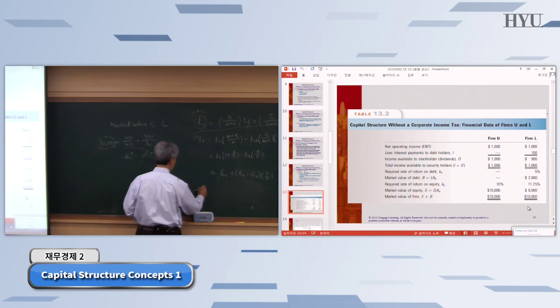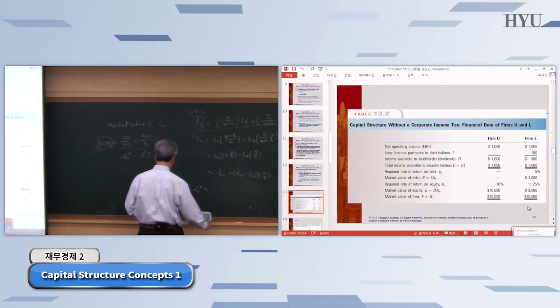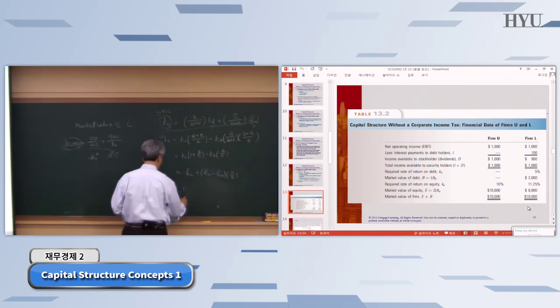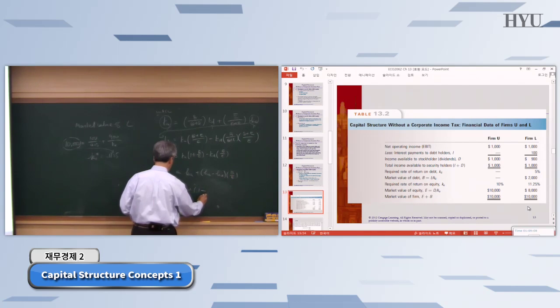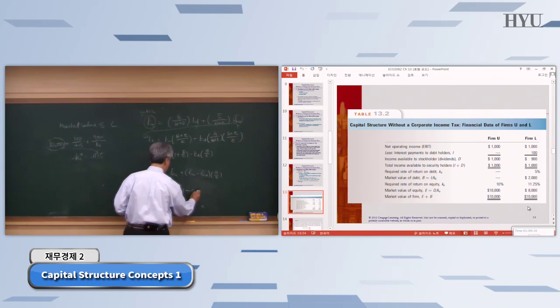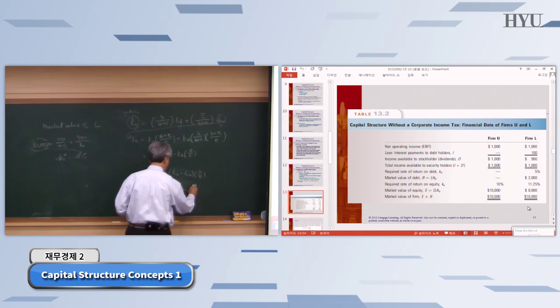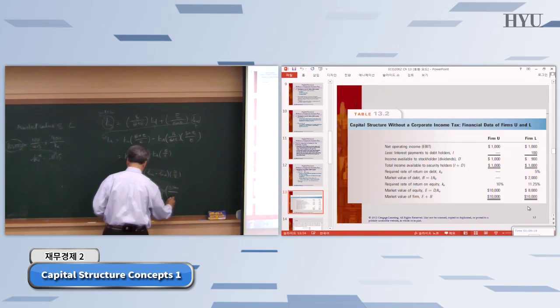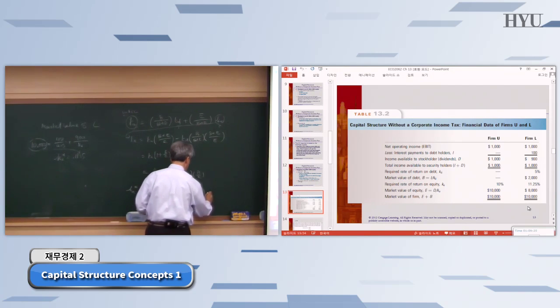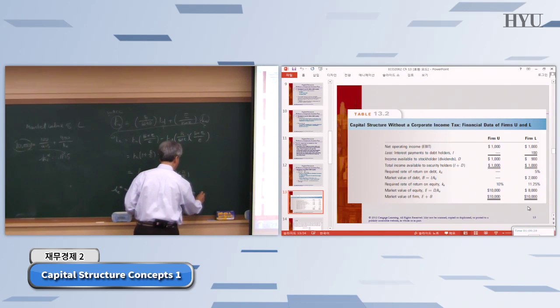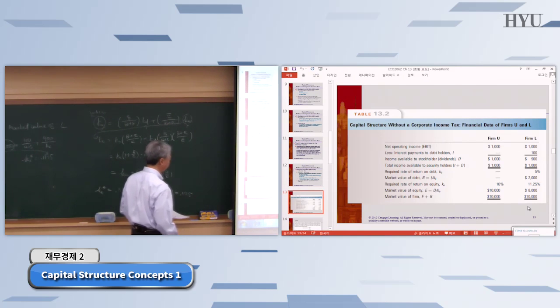So based on this equation, I use 0.1, 10%, plus 0.1 minus 0.05 times 2,000 over 8,000, which gives 0.1125. Okay.